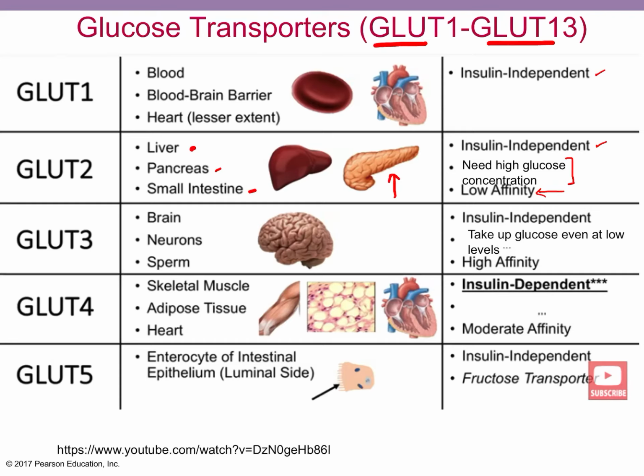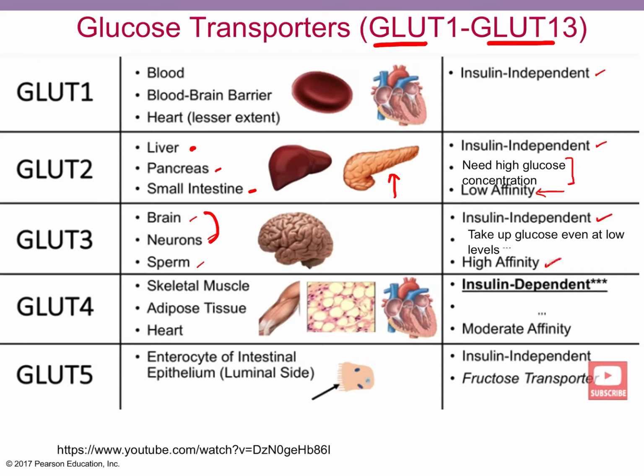If you look at GLUT3, this is the brain, your neurons, and sperm. So your nervous system, we talked about how the nervous system only uses glucose for energy. So GLUT3 is, again, insulin independent. You don't need insulin for the brain and neurons to take up glucose. And it has a high affinity. And that should make sense, because you want your central nervous system and your neurons to take in sugar whether or not there's a high concentration or a low concentration.